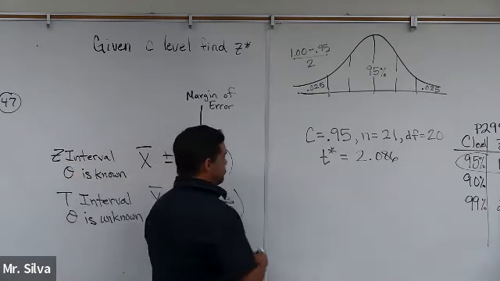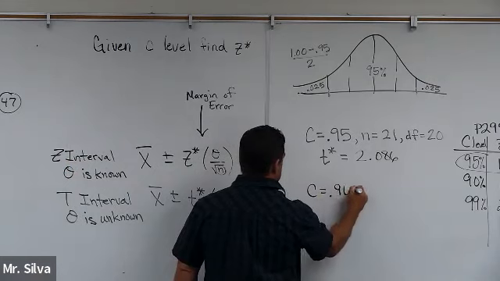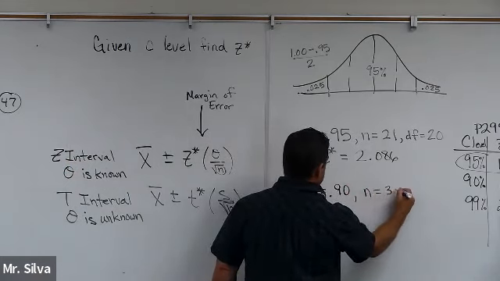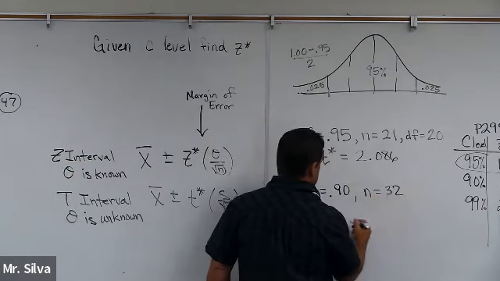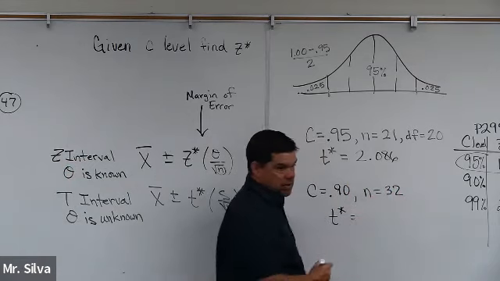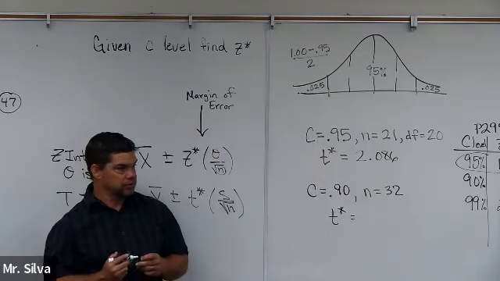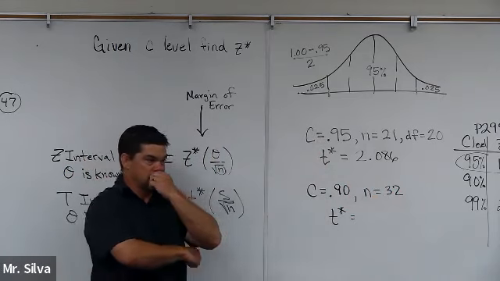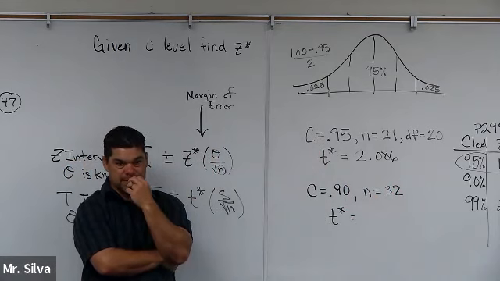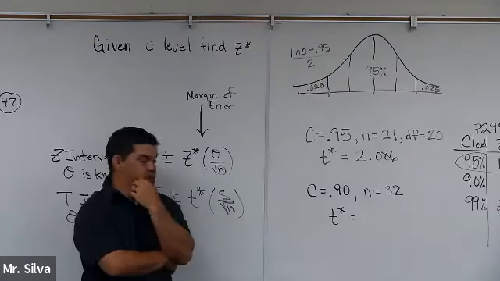Try another one. Let's say C is 0.9. N is 32. What is your T star? So I just go to the table. I go down to 31.